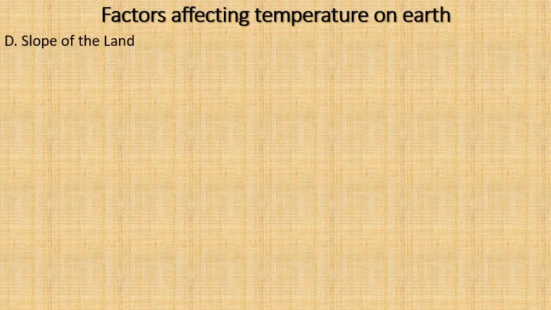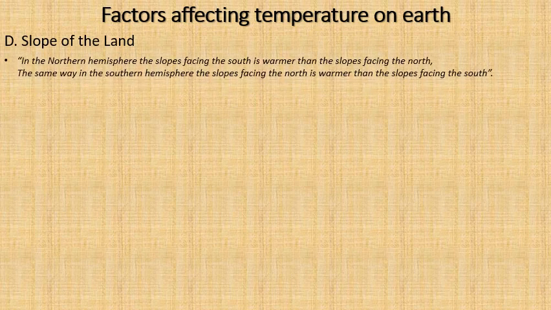Factor: slope of the land. In the northern hemisphere, the slopes facing the south are warmer than the slopes facing the north. In the same way, in the southern hemisphere, the slopes facing the north are warmer than the slopes facing the south. I think it appears to you as a tongue twister, but don't worry, it's pretty simple.